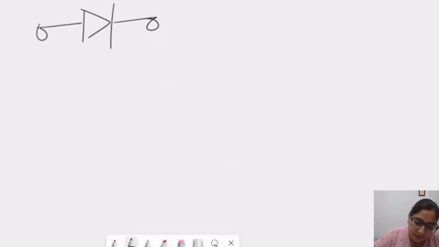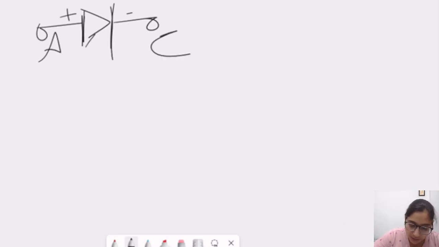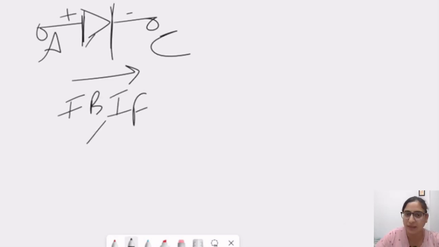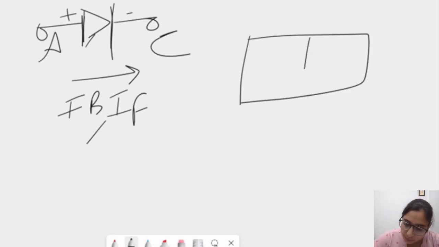Now, this is the symbol of a diode. A diode is a two-terminal device. This side is considered the positive side, or anode, and this side is considered the negative side, or cathode. In a diode, current flows only in one direction due to the forward biasing of the diode, and this current is the forward current. Now let us quickly review what is happening in a PN junction.